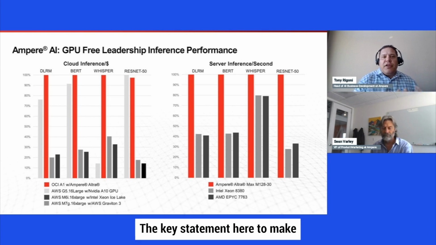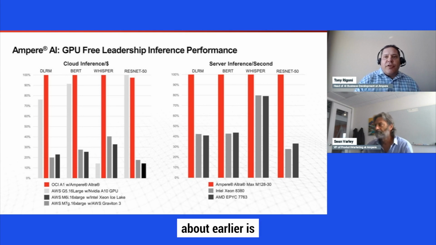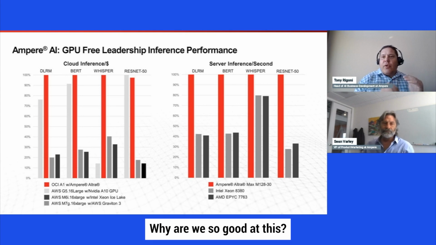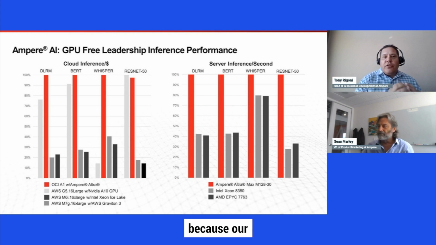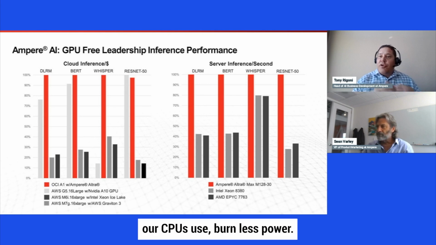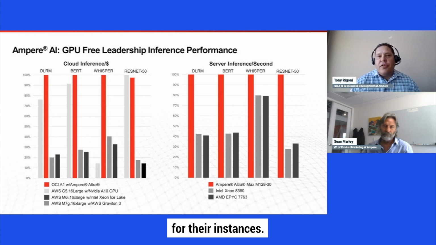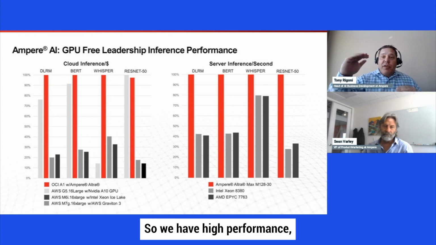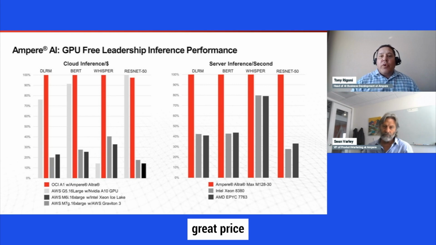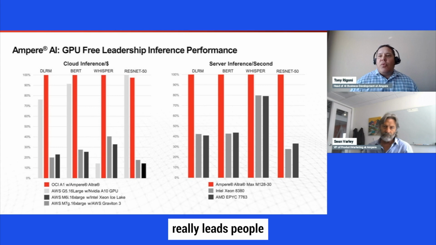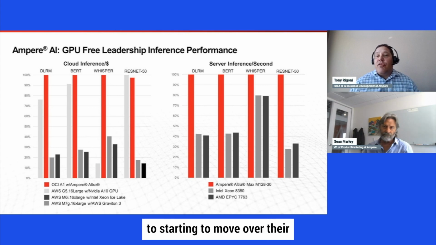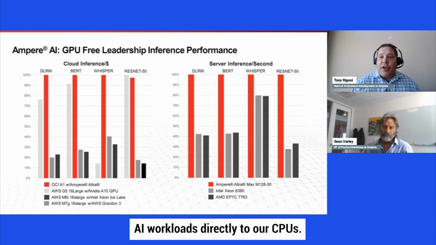The key statement here, which is what Sean talked about earlier, is why are we so good at this? It's because of our efficiency. Because our CPUs burn less power, cloud providers can charge less for their instances. So you have high performance and low cost. That gives us great price-to-performance characteristics, and this is what really leads people to start moving their AI workloads directly to our CPUs.